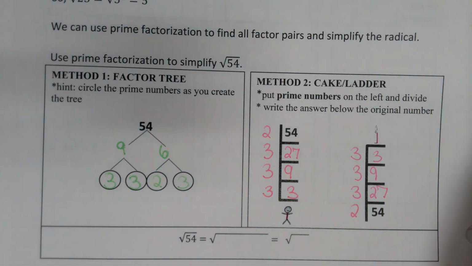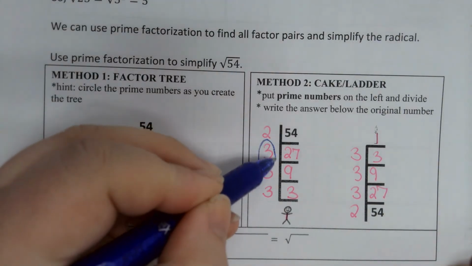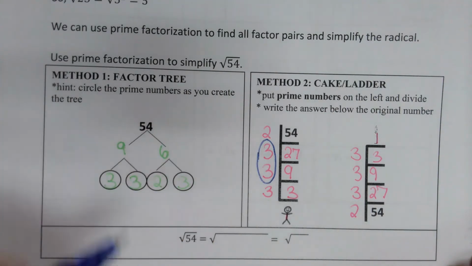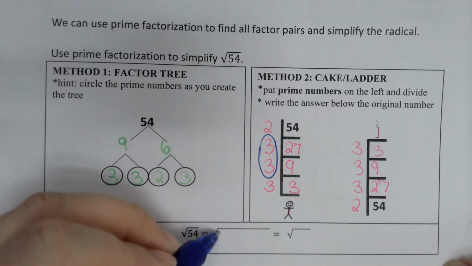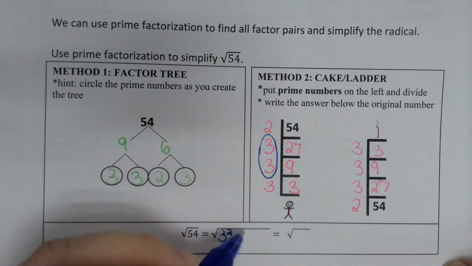Now, what do we use with all these prime numbers that multiply to equal 54? Well, we are going to look for pairs. So I'm looking for 2 of the same number, which here I have it, 3 and 3, because I can rewrite 3 and 3 as 3 squared. There's no other pairs, so they just get written on their own.